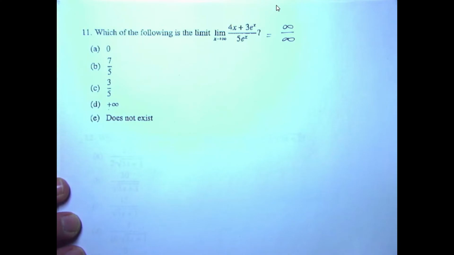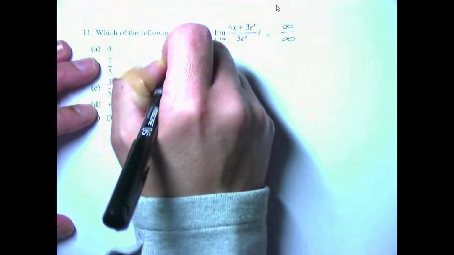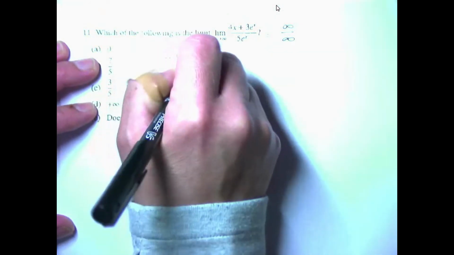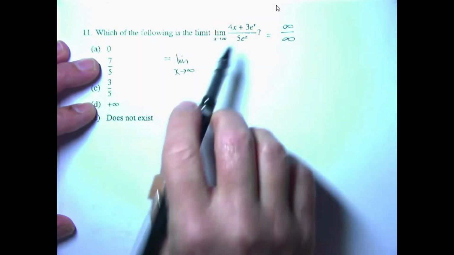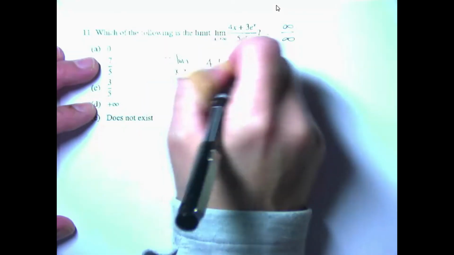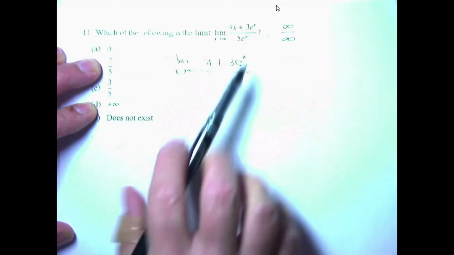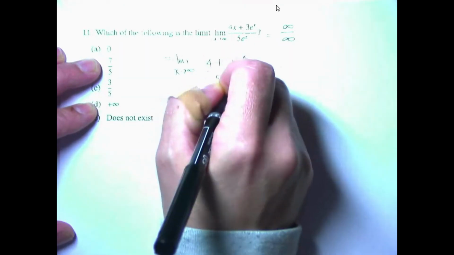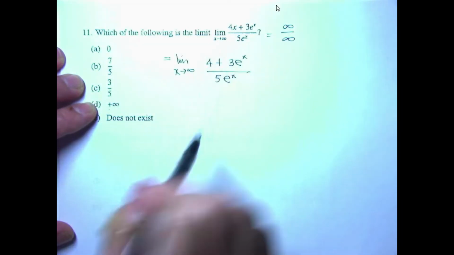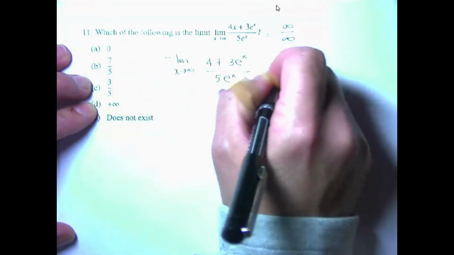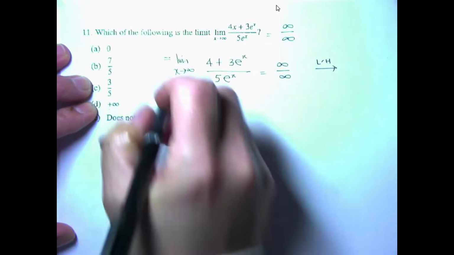This expression is already in the right form to where I get to use L'Hopital's rule. So by L'Hopital's rule, this will be equal to the limit as x goes to infinity of the derivative of the top, which is 4 plus 3e^x, divided by the derivative of the bottom, simply 5e^x. And we try to plug in our limit again. If we plug it in, we get infinity over infinity. So once more, we get to use L'Hopital's rule.